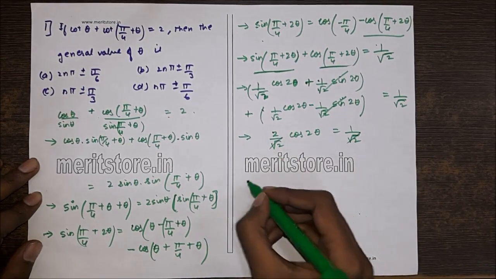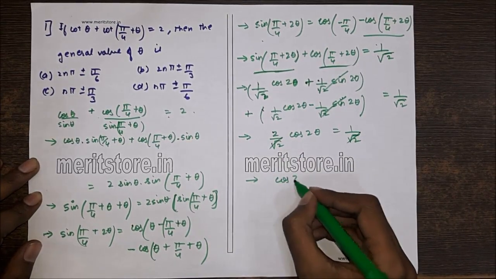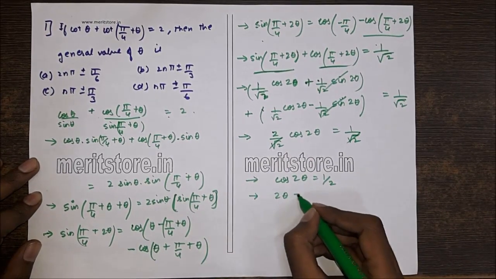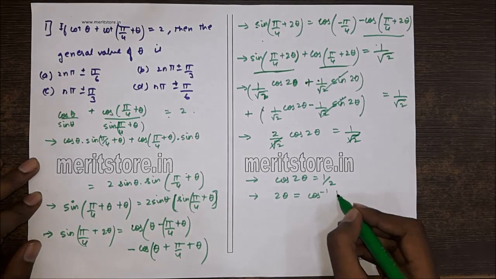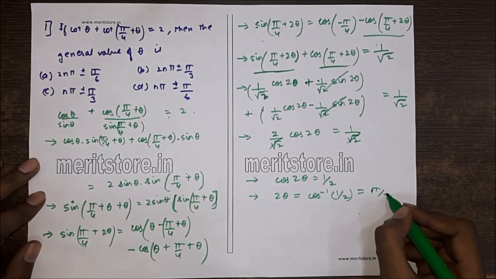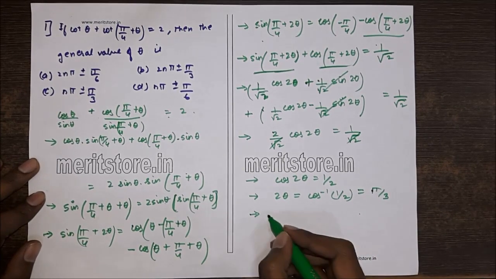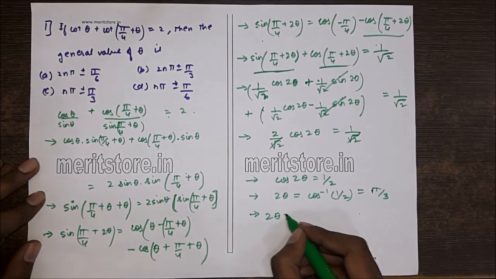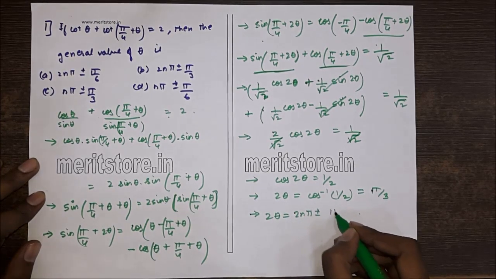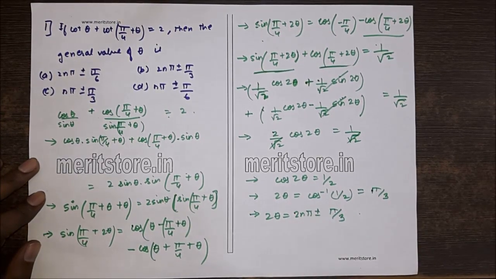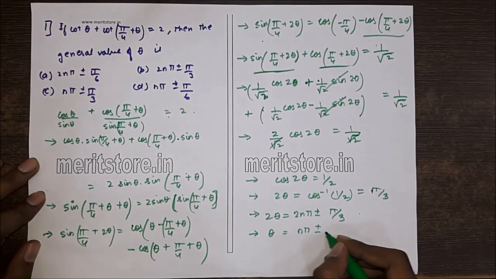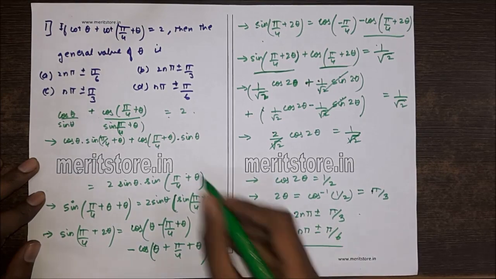Root 2 gets cancelled, so this is cos 2 theta is half. Therefore 2 theta is cos inverse of half, which is pi by 3. So in general we can write 2 theta is 2n pi plus or minus pi by 3. Now we divide throughout by 2, so we get theta is n pi plus or minus pi by 6, which is option D.